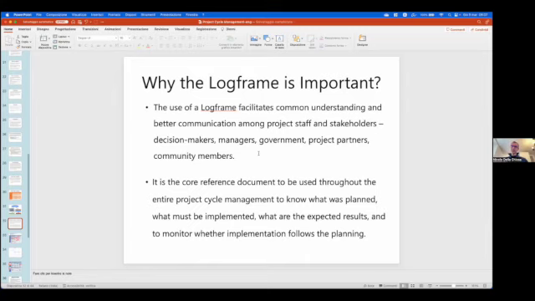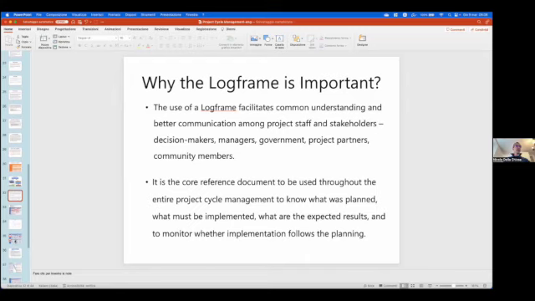It is very important in the identification phase, from the early stages of the identification, but then it is a dynamic tool that we continue using to communicate with the stakeholders and also to keep track of the project. So this is basically what I wanted to say about the log frame today.